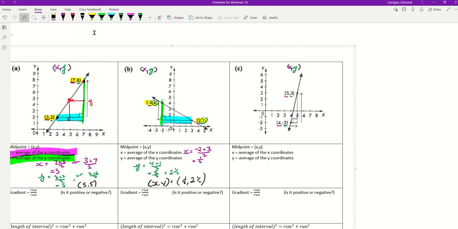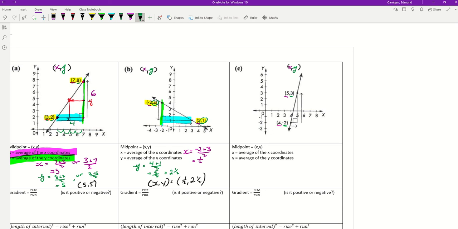Okay, so if I put those values on there in the first instance, my rise is going from here to here. It is going from 2 to 8. It is 6. And my run is going from 3 across to 7. So it is 4. There's 4 spots here: 1, 2, 3, 4 for my run.